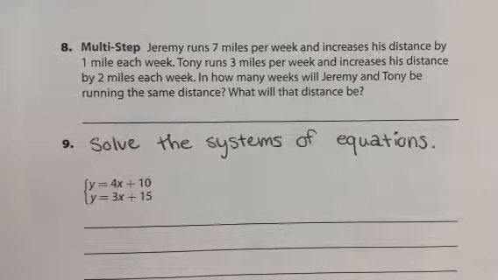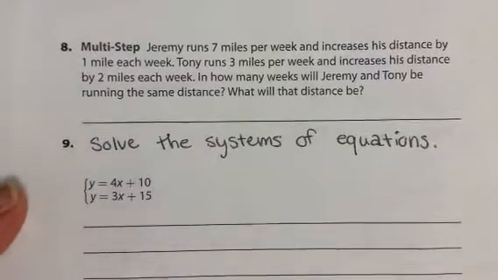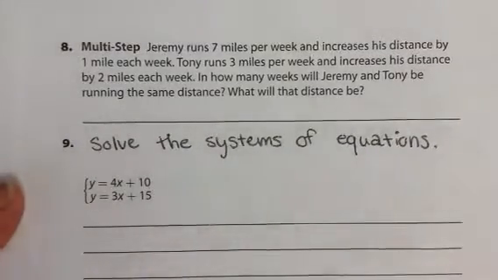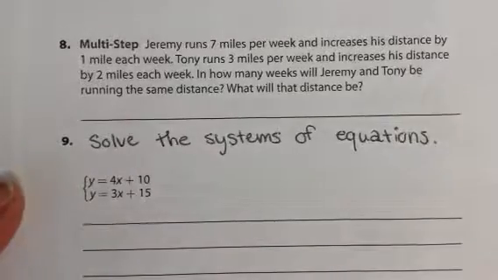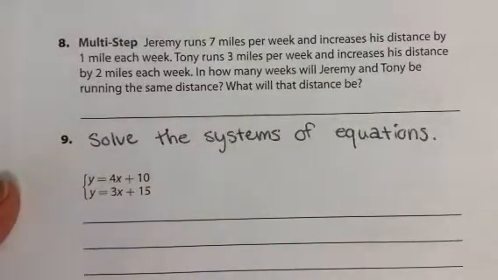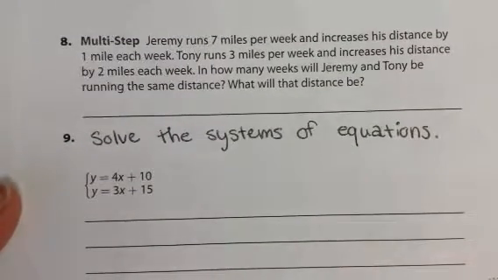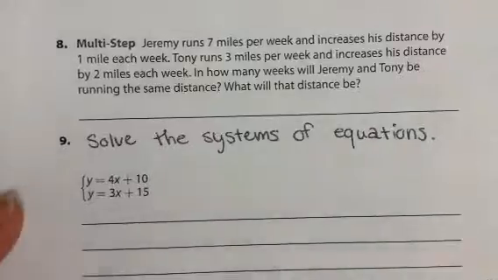Jeremy runs 7 miles per week and increases his distance by 1 mile each week. Tony runs 3 miles per week and increases his distance by 2 miles each week. And how many weeks will Jeremy and Tony be running the same distance, and what will that distance be?